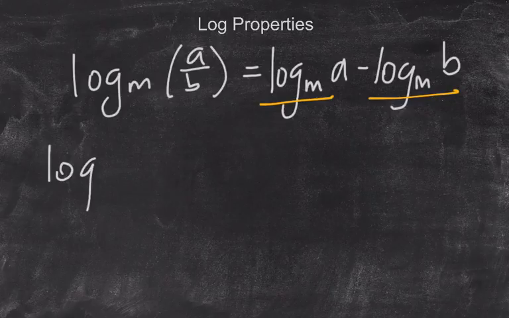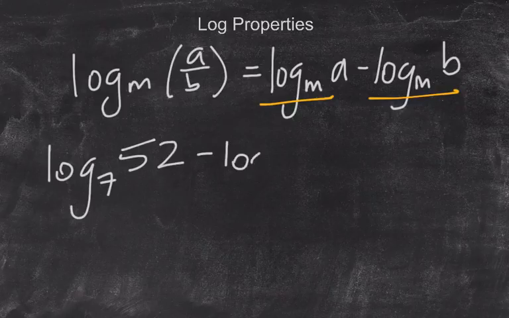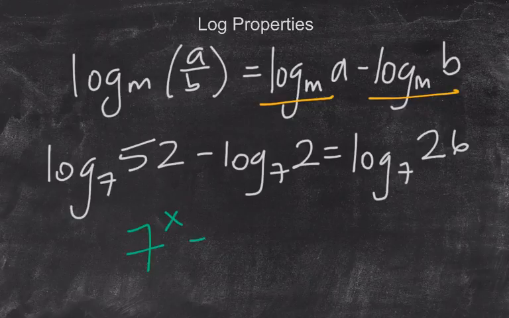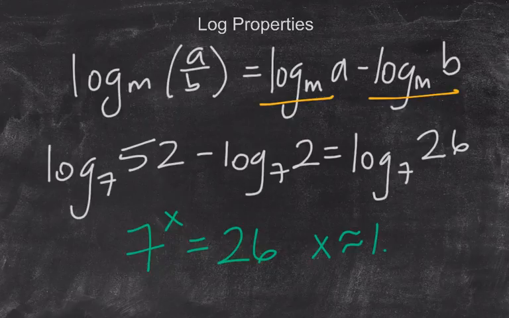An example would be log base 7 of 52 minus log base 7 of 2 equals log base 7 of 52 divided by 2, which is 26. We could ask ourselves 7 to the power of what gives us 26, and we know that it's less than 2 but greater than 1, so we could estimate that x is about 1.4, something like that.